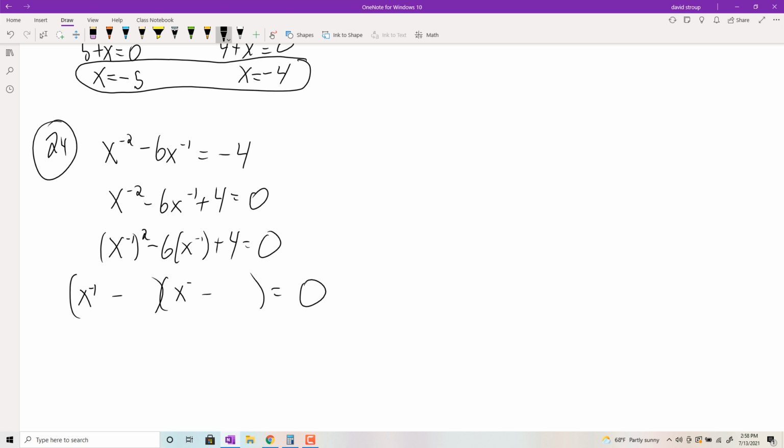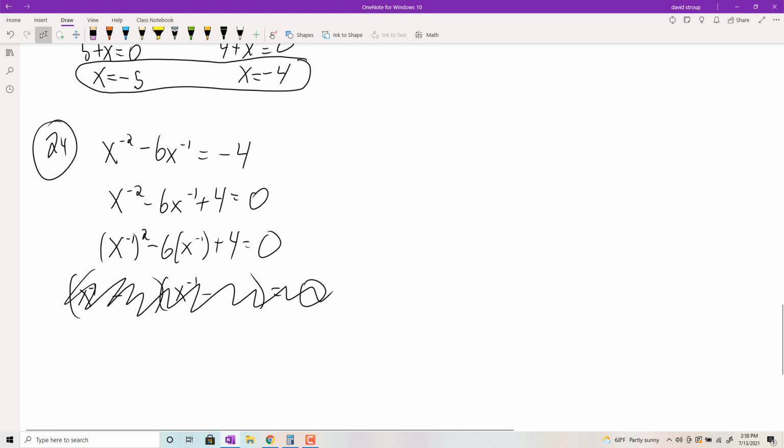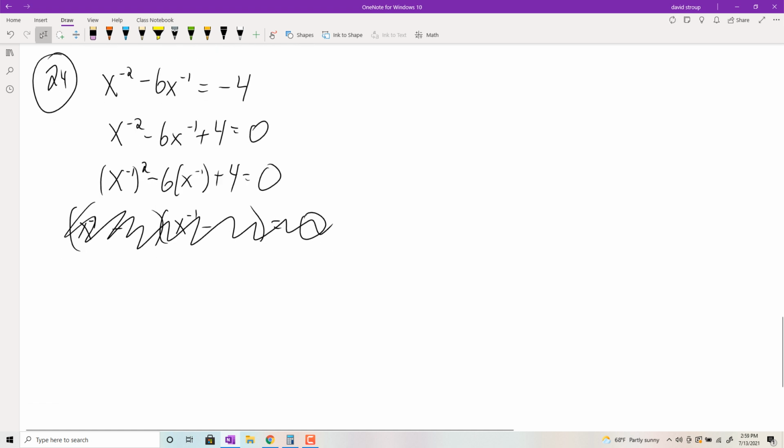And this is where you get in trouble, right? The only possibilities are 2 and 2 or 4 and 1. And neither of those will add to give you 6. So sadly enough, you got to go to your quadratic formula. Instead of putting x equals, you have to put the x to the negative 1 equals whatever this thing is that's being squared. So I got x to the negative 1 equals, and then you could identify your a is 1, your b is negative 6, and your c is 4.